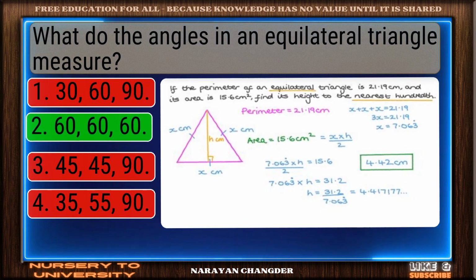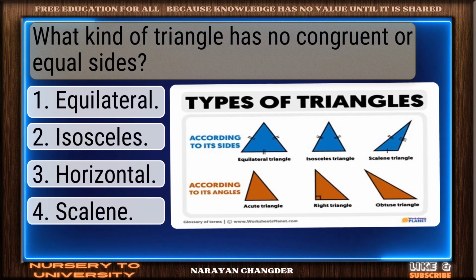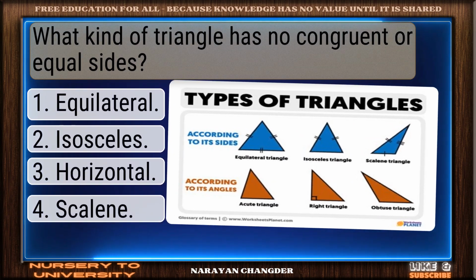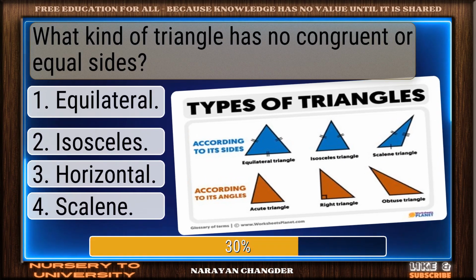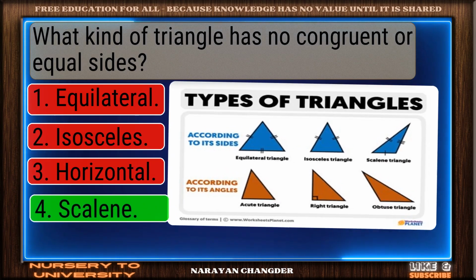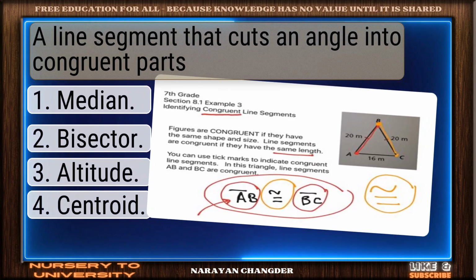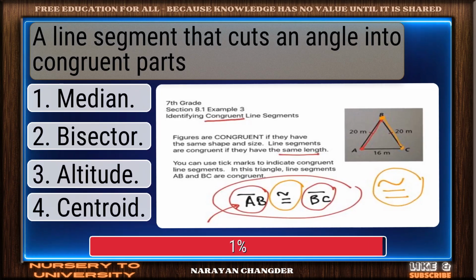Correct. 60, 60, 60 is the right answer. Question number 92. What kind of triangle has no congruent or equal sides? Strong choice. Scalene is the right answer. Question number 93. A line segment that cuts an angle into congruent parts.